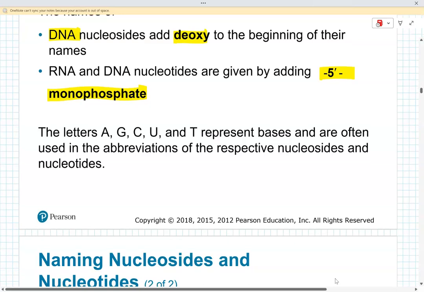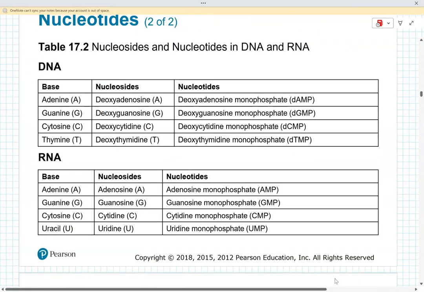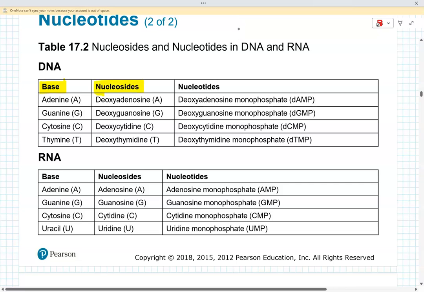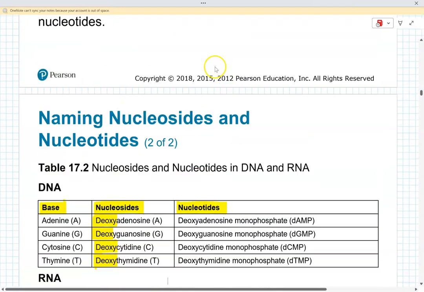So these two tables contain all the names for the bases, right? Names for the nucleosides, which you can see in DNA, are going to contain the prefix deoxy, and names for nucleotides. Okay?